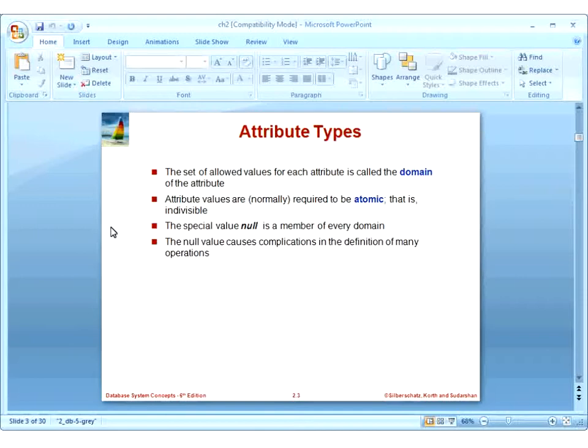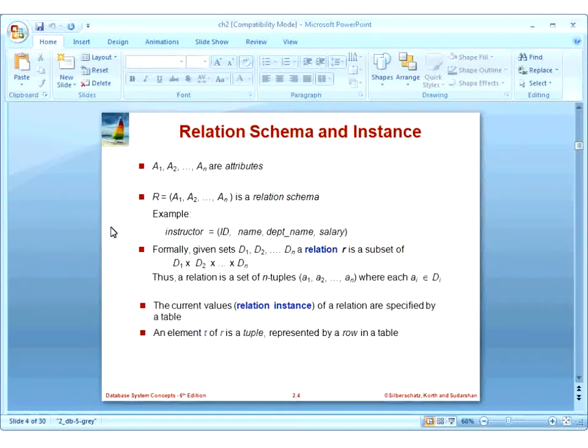Attribute types. When we talk about attribute types, the set of allowed values for each attribute is called the domain of the attribute, and the attribute values are normally required to be atomic, so they are indivisible. A special value null is a member of every domain. If it is unallocated, not initialized or unknown, then a null is placed there. But the null value causes complications in the definitions of many operations.